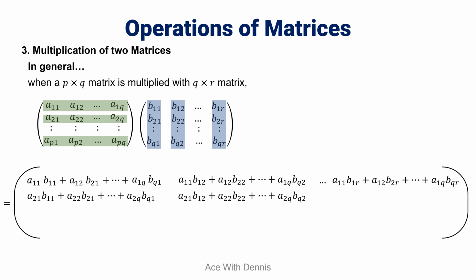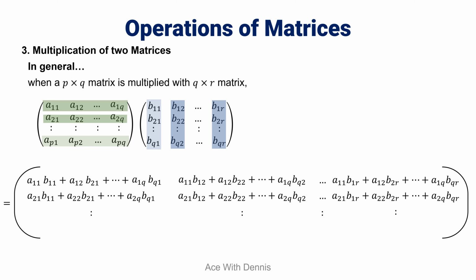So we go to the second column, we will get A21 B12 plus A22 B22 plus all the way to the last term, A2Q BQ2. We continue the process until the last column, which we have A21 B1R plus A22 B2R plus all the way to the last term, A2Q BQR.